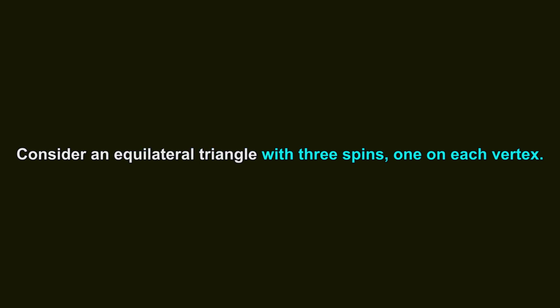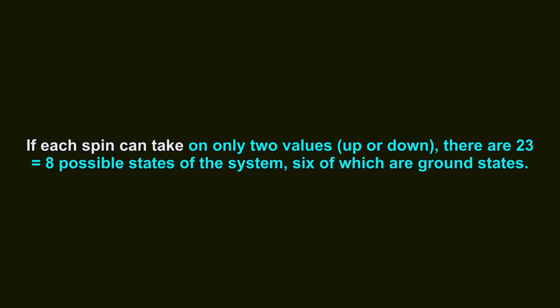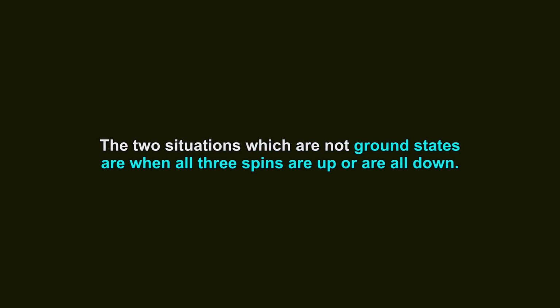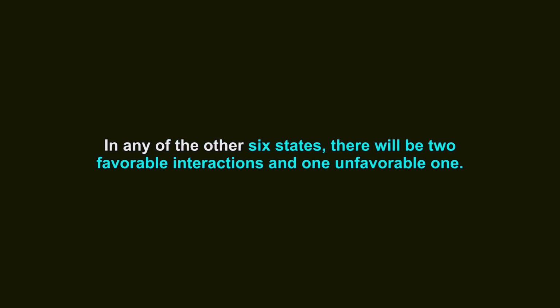Consider an equilateral triangle with 3 spins, one on each vertex. If each spin can take on only 2 values, up or down, there are 2^3 = 8 possible states of the system, 6 of which are ground states. The 2 situations which are not ground states are when all 3 spins are up or are all down. In any of the other 6 states, there will be 2 favorable interactions and 1 unfavorable one. This illustrates frustration, the inability of the system to find a single ground state.